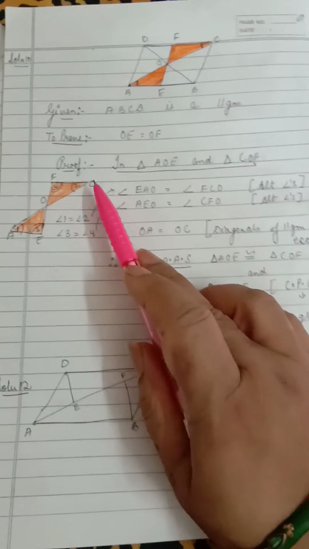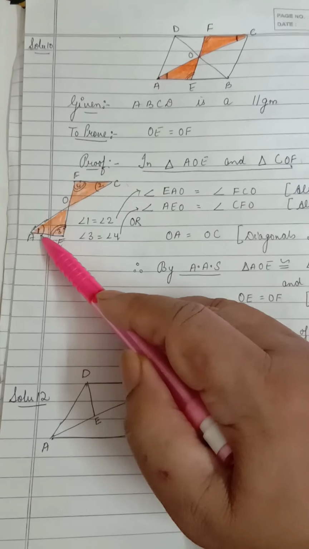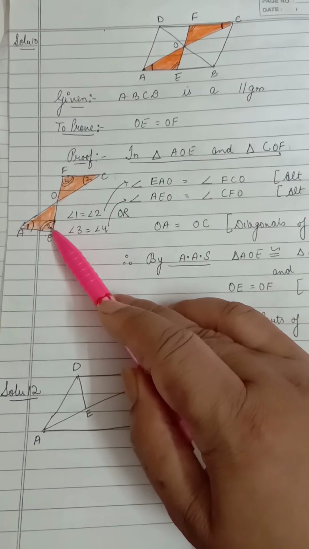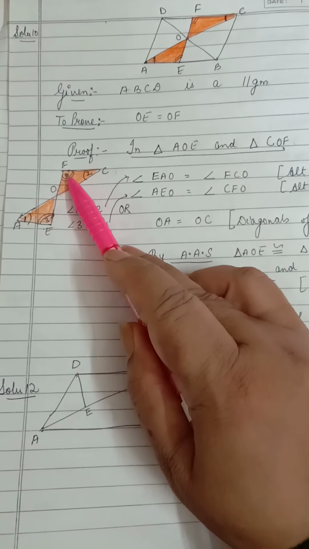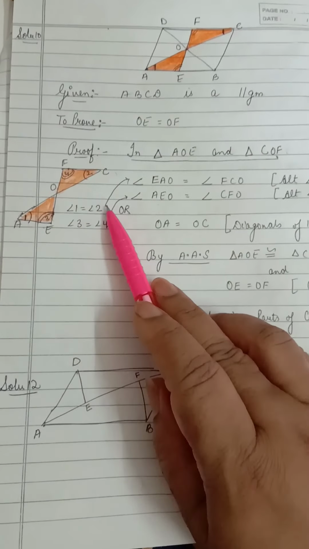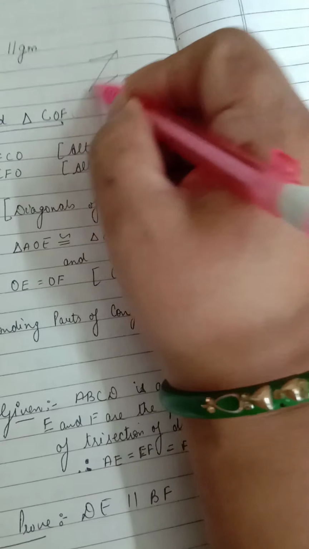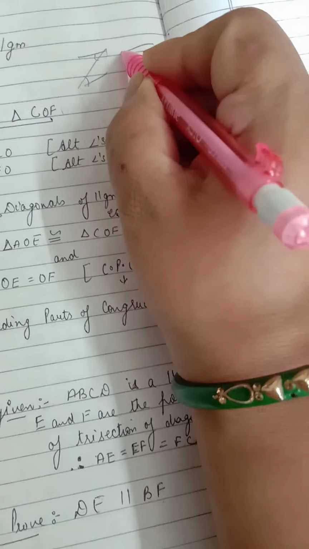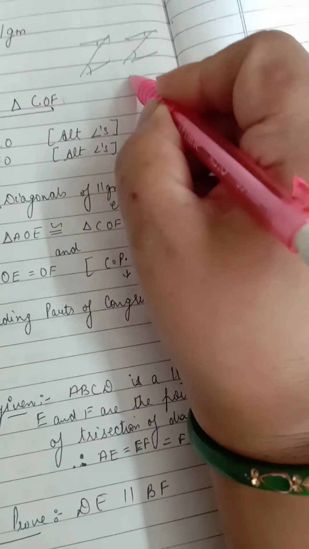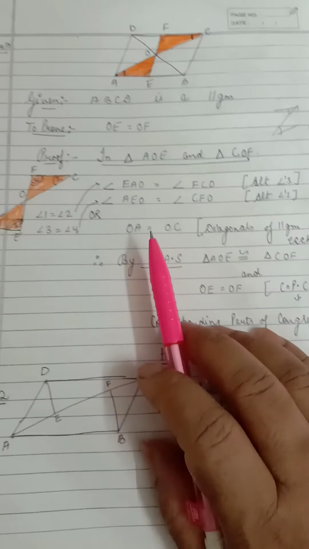These are alternate angles. I already told you that because these two lines are parallel, between two parallel lines alternate angles are formed. Angle AEO, that is this angle, and CFO, that is this angle. These two angles are again alternate angles. If you are going with numbers, 1 equals 2 and 3 equals 4, because of parallel lines, and these are alternate angles.